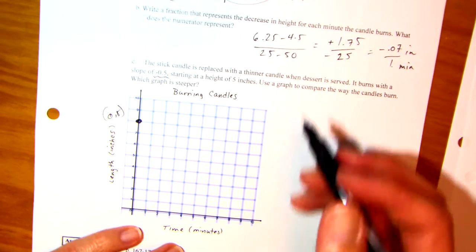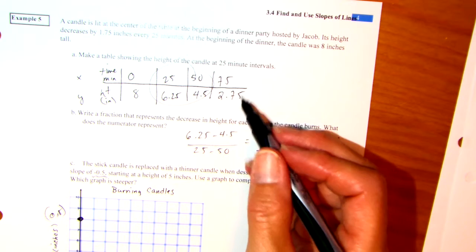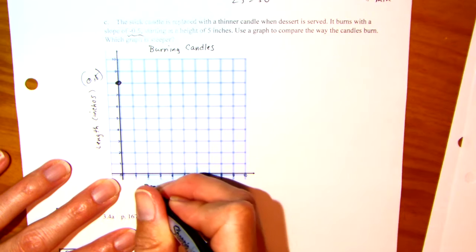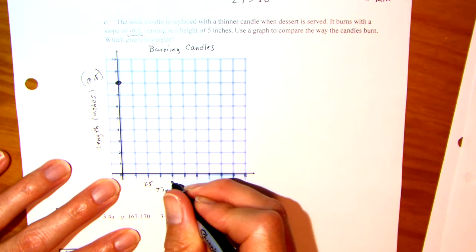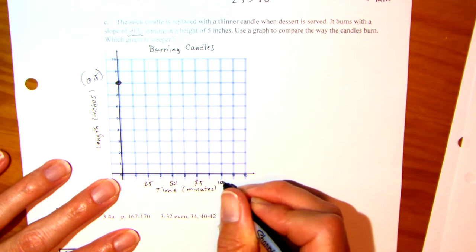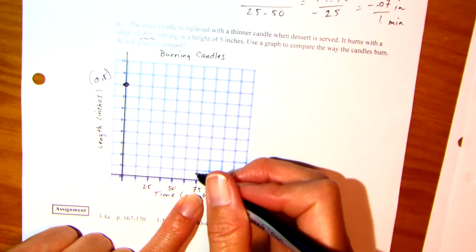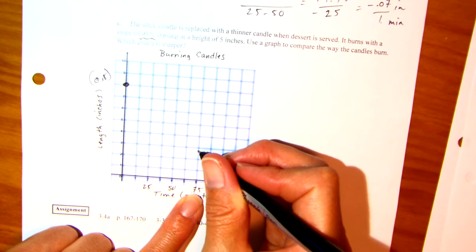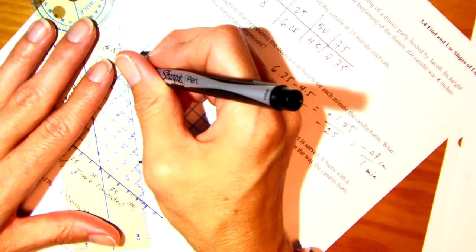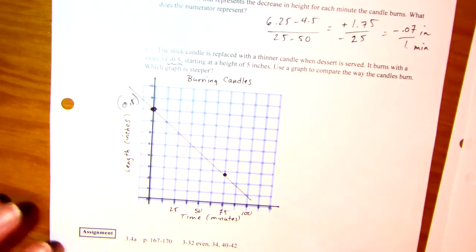And then I know at 75 minutes it's going to go down to 2.75. So here, let's do this. 25 minutes, 50 minutes, 75, 100. So at 75 minutes, it went to 2.75. So 2.75 will be right about here. Connect. Obviously, this part of the line doesn't make any sense.